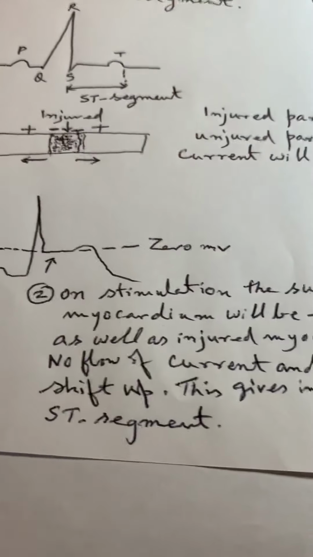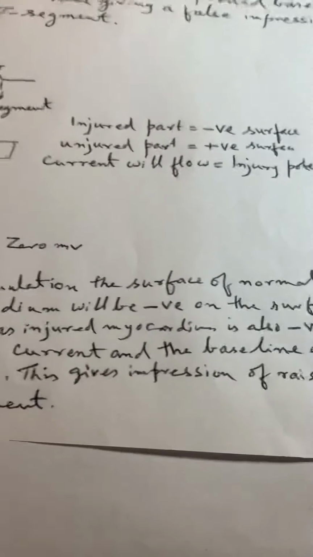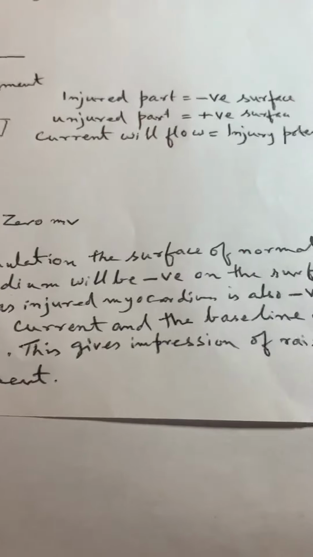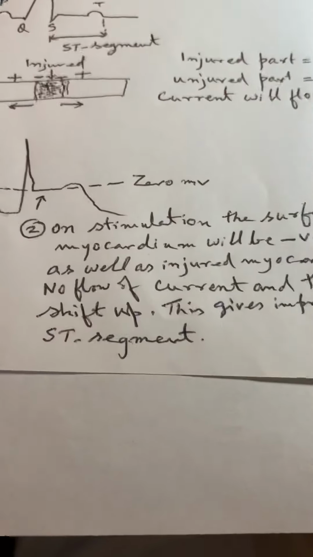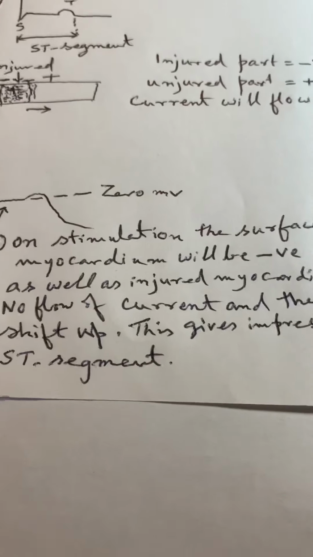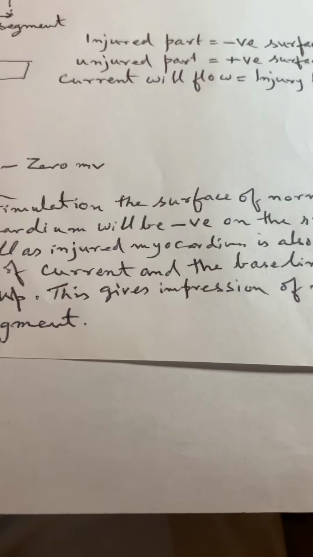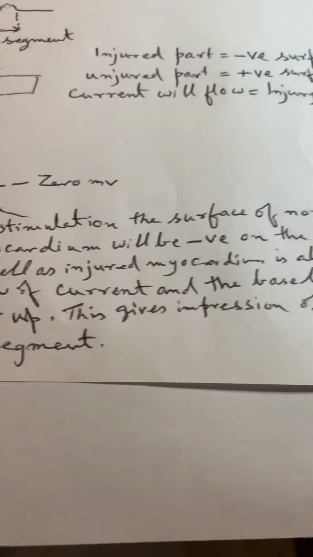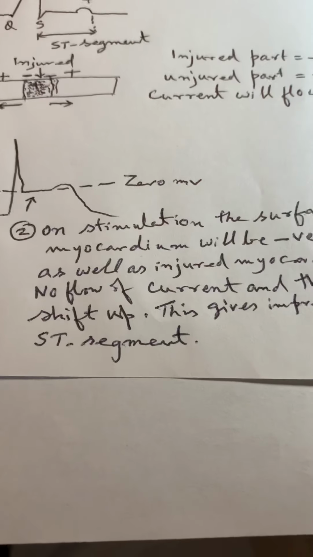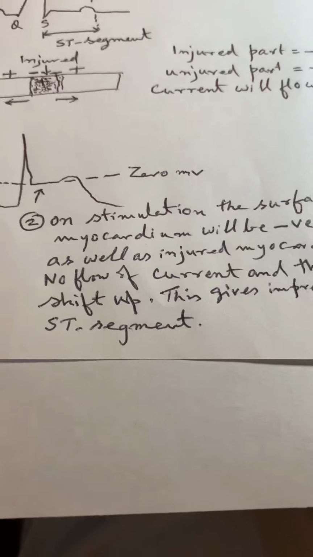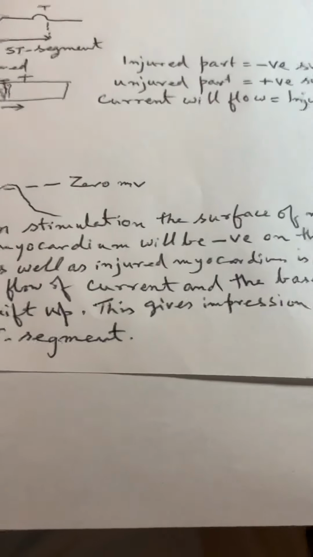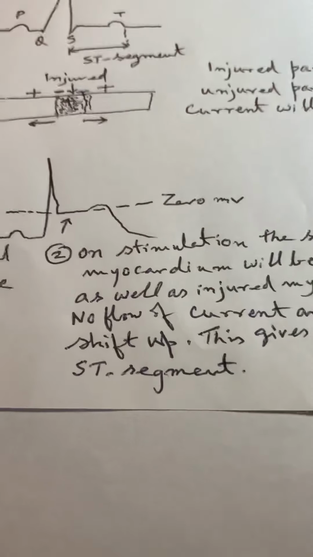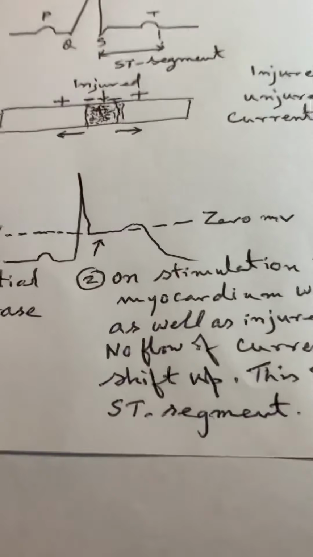On stimulation, the surface of the normal myocardium will be negative and there is negativity in the injury zone. No flow of current is taking place. When no flow is taking place, the baseline will shift up. The baseline will go up, and this gives an impression of a raised ST segment. So this is the explanation of the raised ST segment.